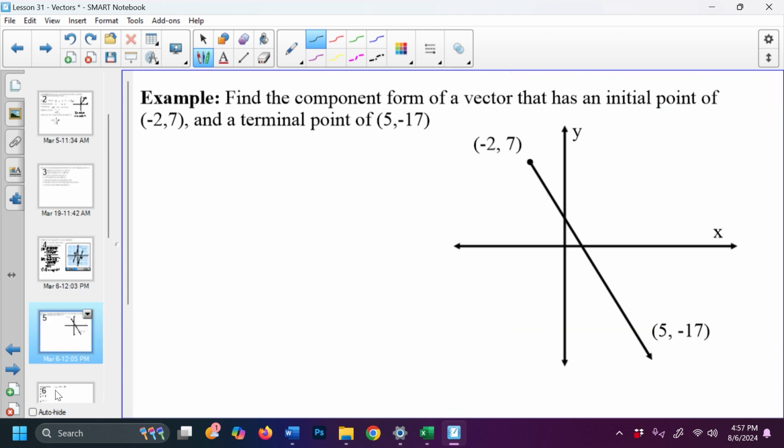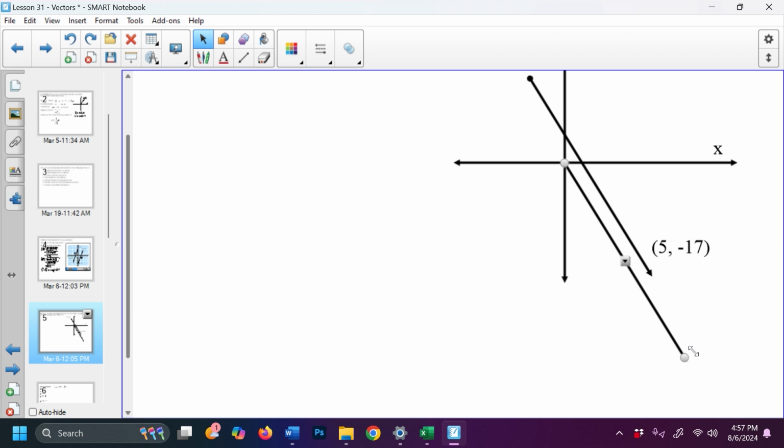All right, next example. It says find the component form of the vector that has an initial point of -2, 7 and a terminal point of 5, -17. So what we're really trying to do is to see what would happen if the vector was the same length and went in the same direction, but instead of starting at -2, 7, it started at the origin. So if I make a clone of this vector and I move it so that it's in this point, when I find this x, y right here, that will be my component form of the vector.